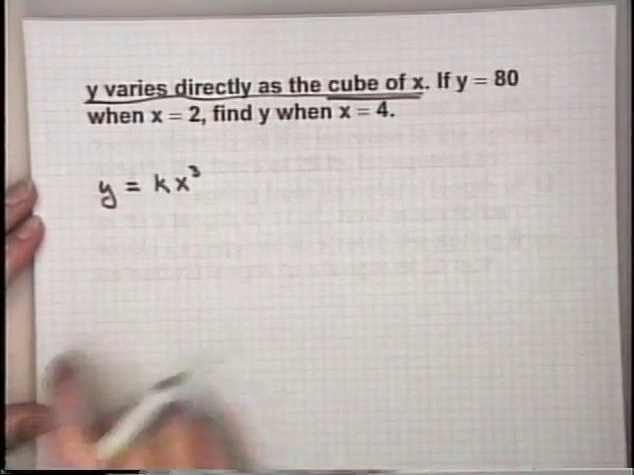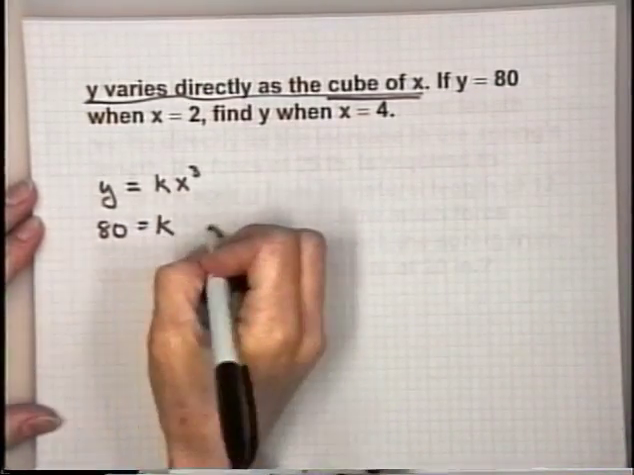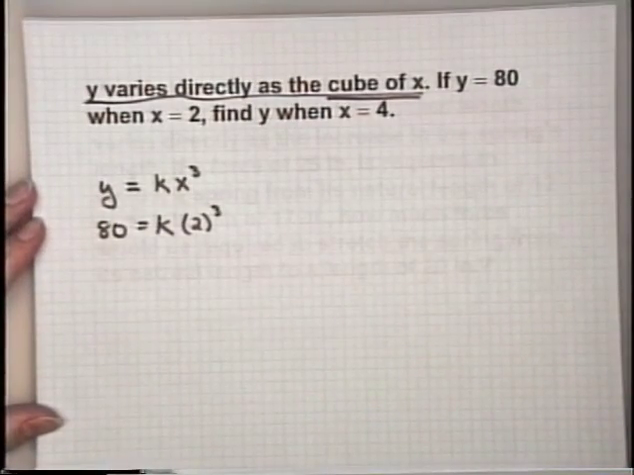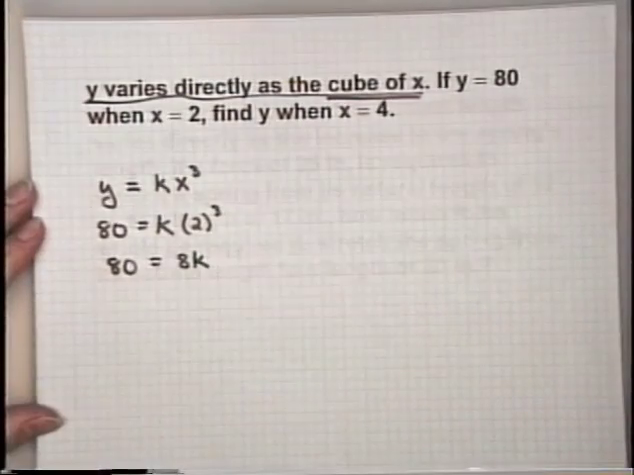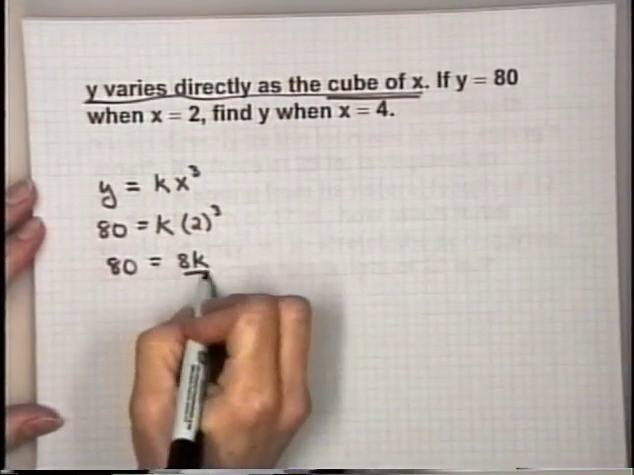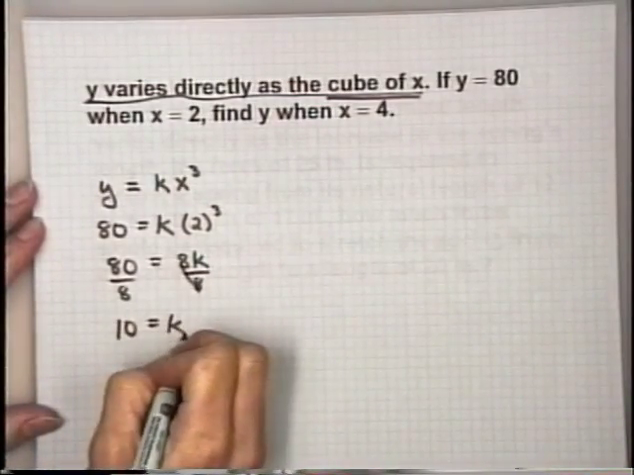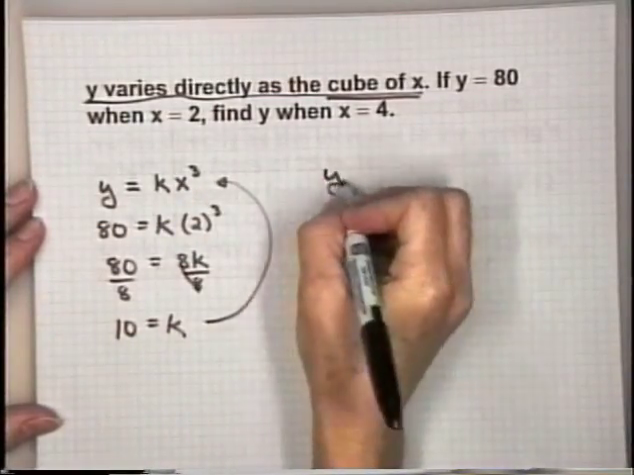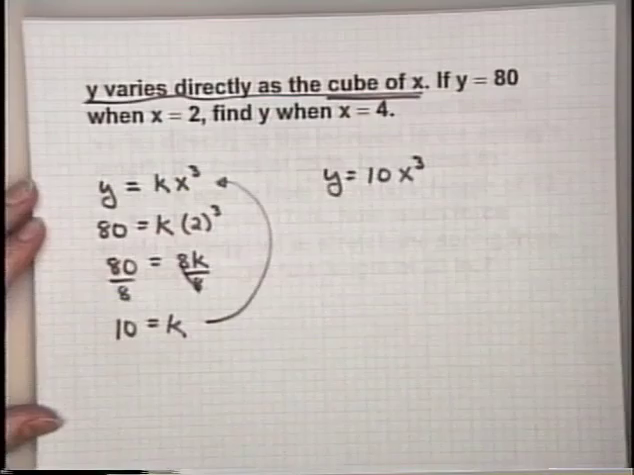Now let's substitute in. If y equals 80, whenever x equals 2, I have 80 equals k times 2 cubed. This, of course, will allow me to find k. Let's cube that 2. 2 cubed is 8. So my right-hand side is 8 times k. Then we will divide both sides by 8. And I have 10 equals k. Now remember what that tells me. Go back up here. I now know y equals 10 x cubed is my model.